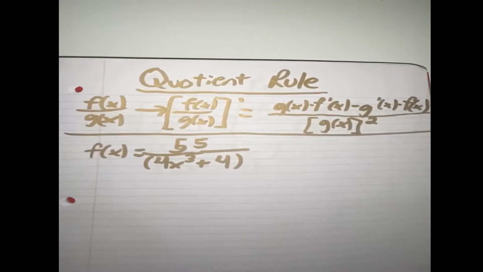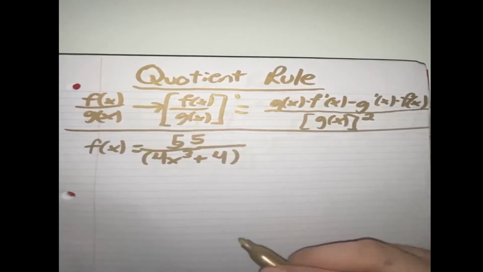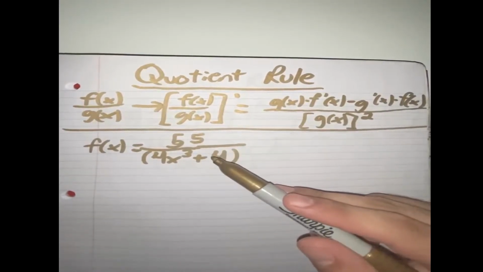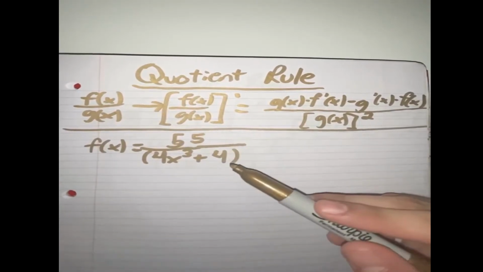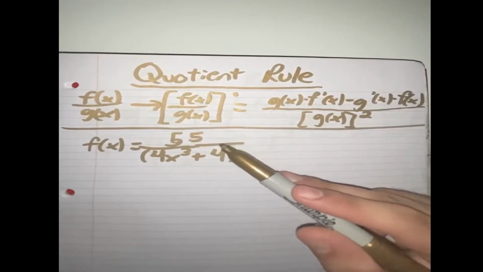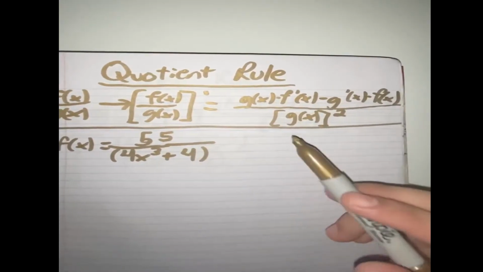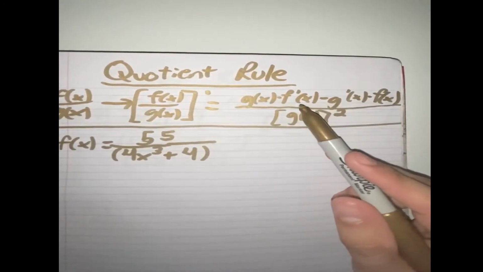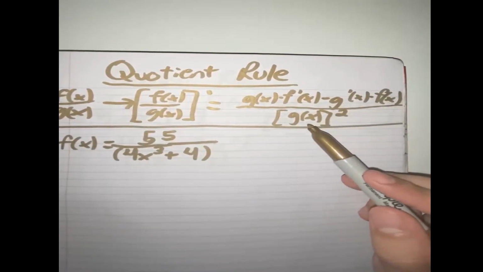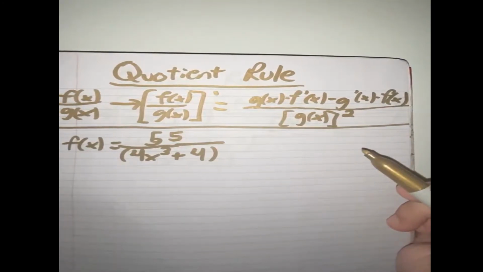So without further ado, the first thing we're going to do is notice the function has the form of a quotient rule: f of x divided by g of x. Anytime you see a function like this, go ahead and apply the quotient rule, where you have a numerator over a denominator. Then we plug it into this formula: g of x times f prime of x minus g prime of x times f of x, all divided over g of x squared.